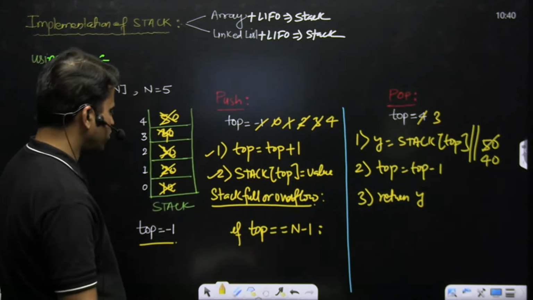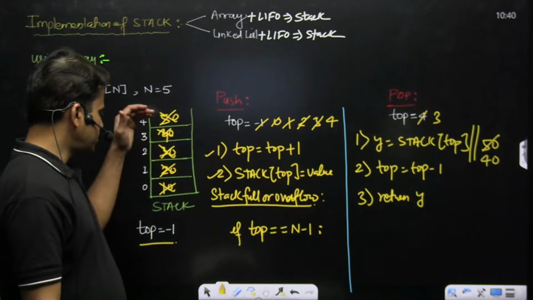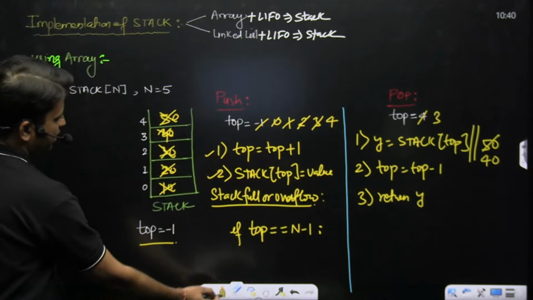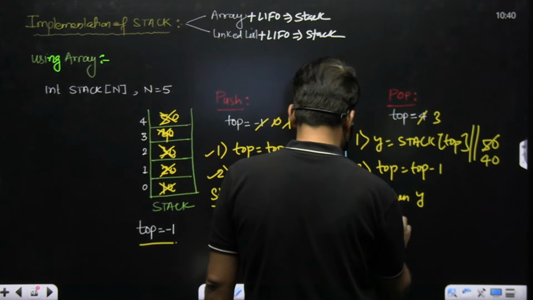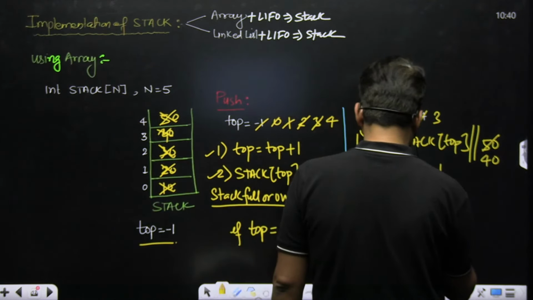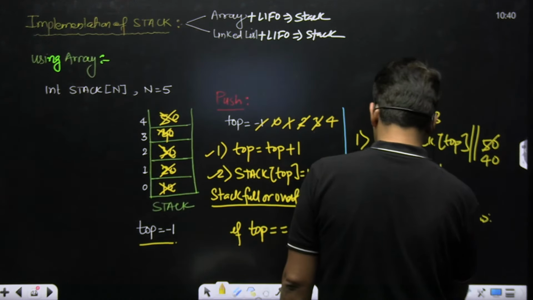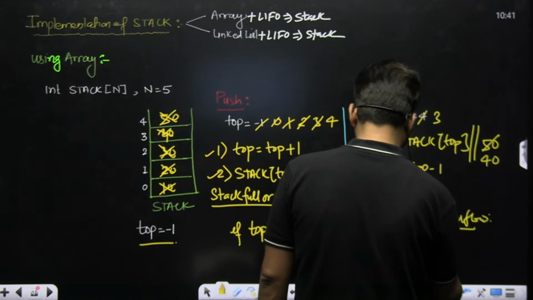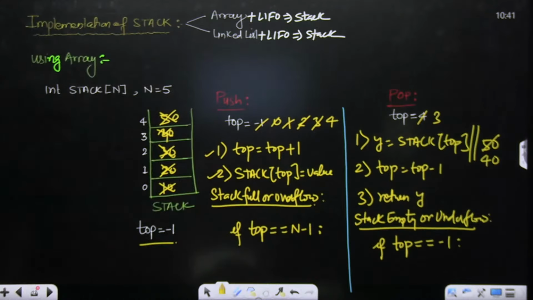I want to delete one more value from stack, student. Is it possible? No, this is underflow condition. This is underflow condition because stack is what, sir? Empty. So stack empty or underflow, if top equals to minus 1. Okay.